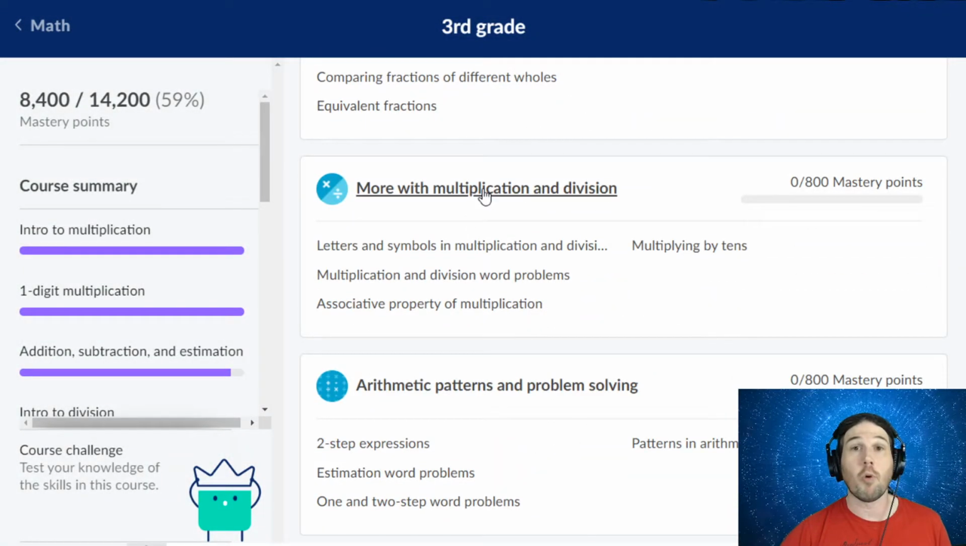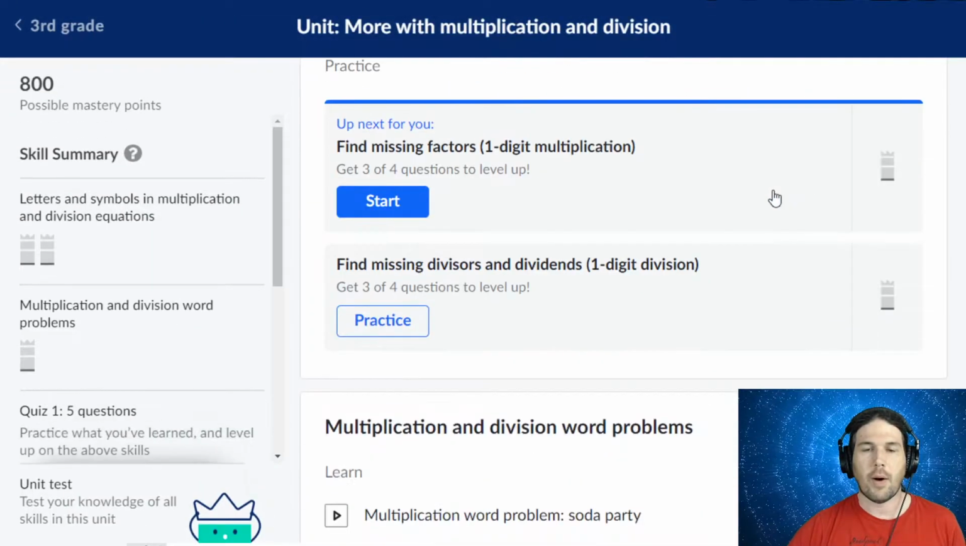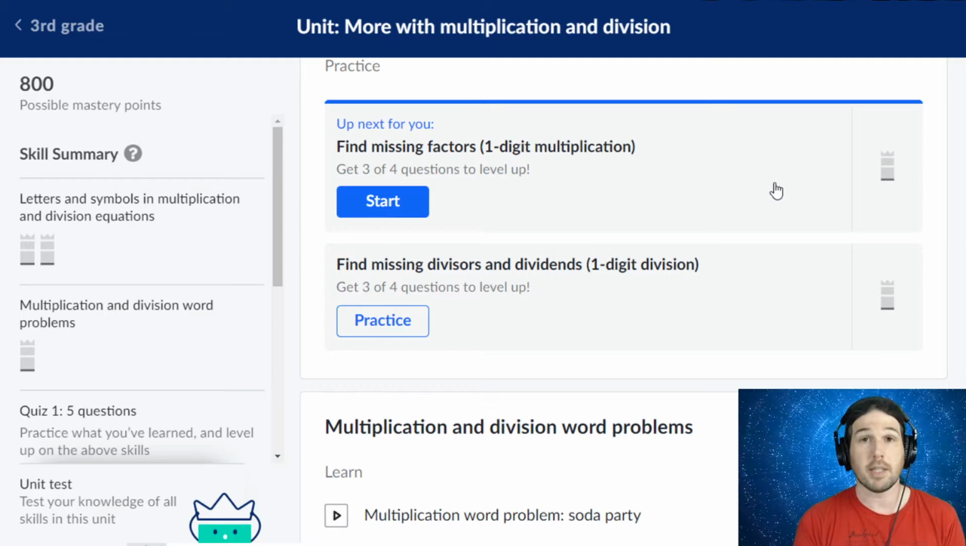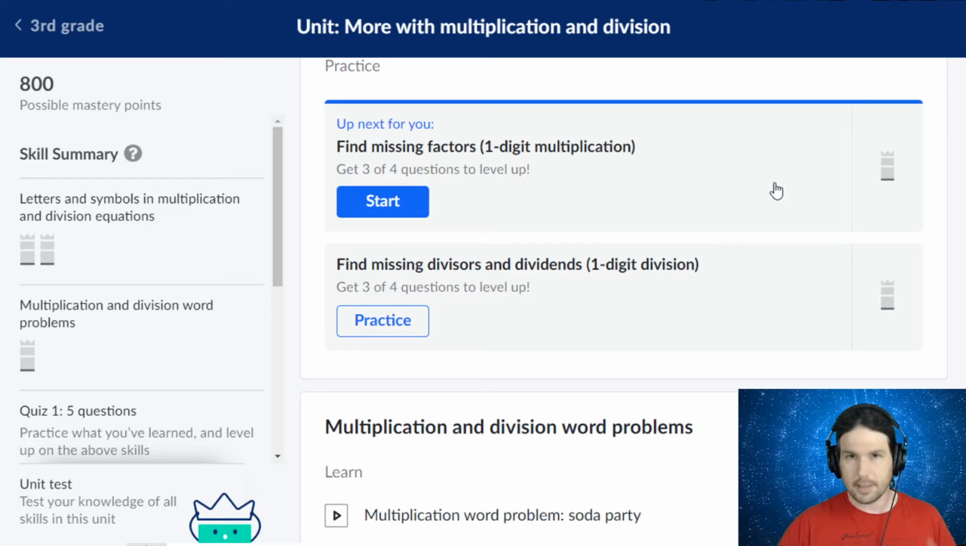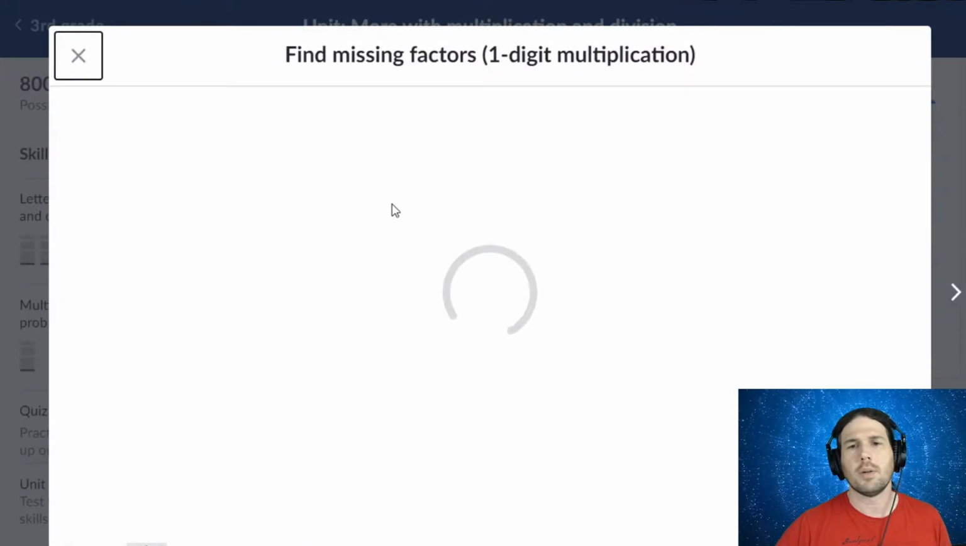Let's move on to more with multiplication and division. Now, I have a feeling this is going to be a quick one because I have done multiplication on this channel. And as you know, I learned it by sort of memorizing times tables. So I have a feeling that a lot of these topics are going to breeze by really quick. Let's find out though. Find the missing factors, one-digit multiplication. Let's go.